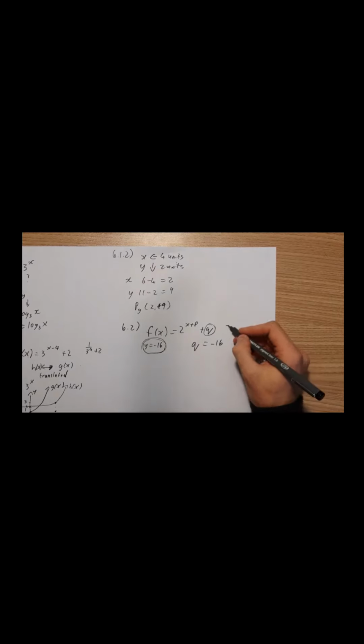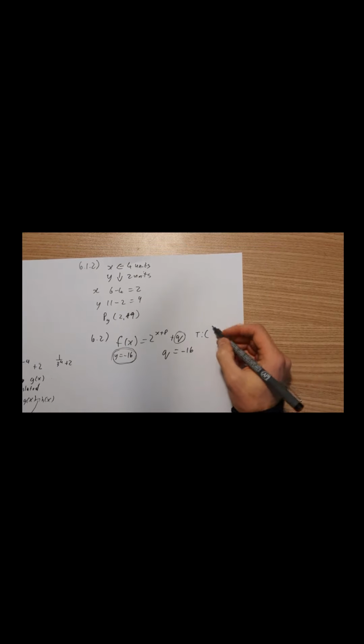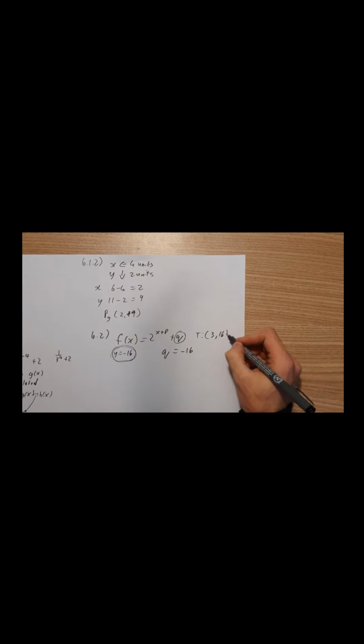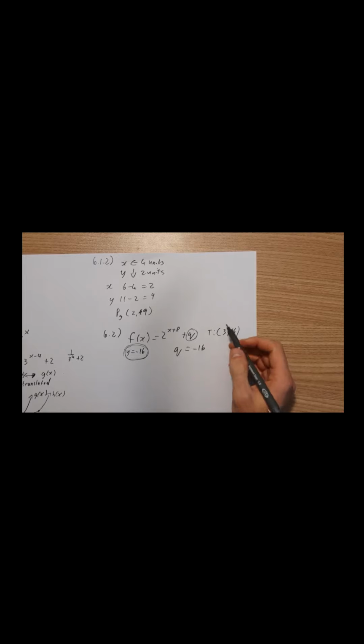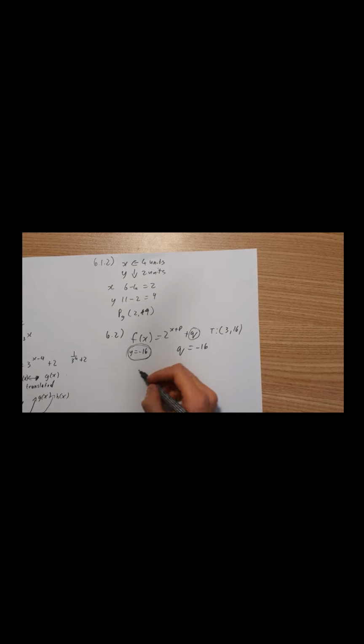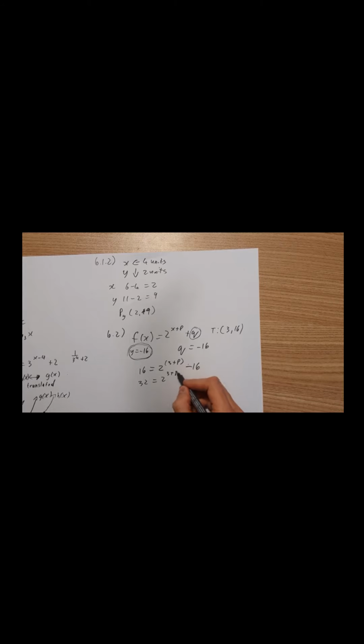Then they've given us the coordinate t, which is 3 and 16. So all we have to do is plug this into the equation, knowing that q equals negative 16, and we can find where p is. So it's going to be 16 equals 2 to the power of 3 plus p minus 16, which means I can take the minus 16 across. That becomes 32 equals 2 to the power of 3 plus p.